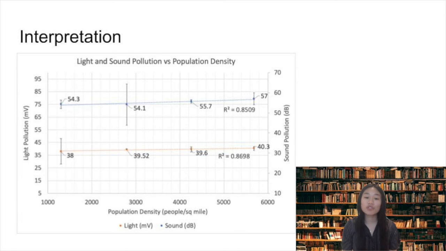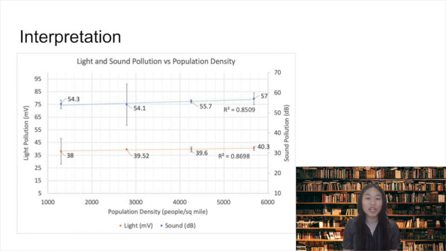Although we did not see a strong correlation between the measured light and sound, we found a positive correlation between population density and sound and light pollution with an R-squared value of around 0.86. The measured value suggests that the light pollution in all locations range from about 38 to 40 millivolts, and the sound ranges from 54 to 57 decibels, which is typical for suburban environments.